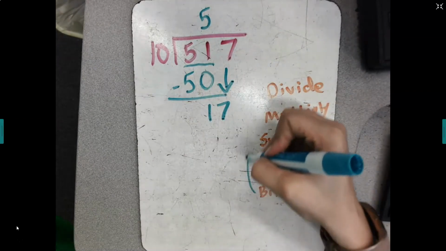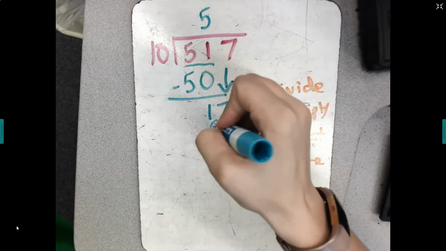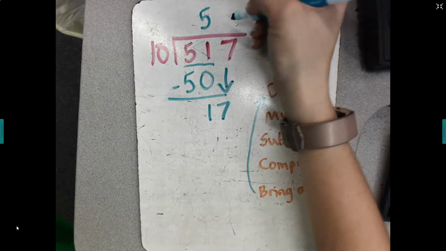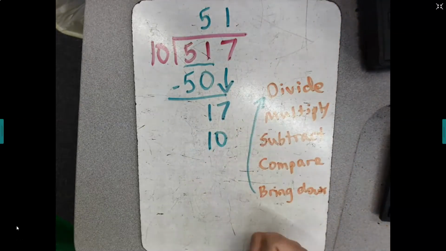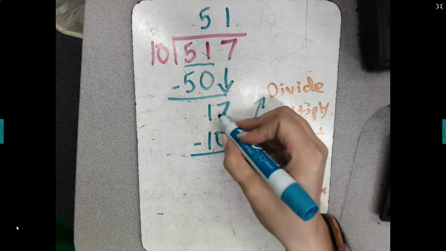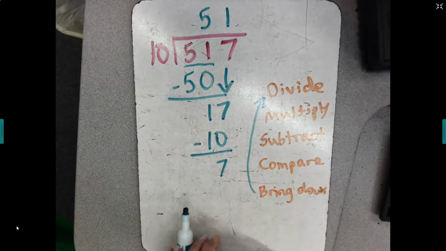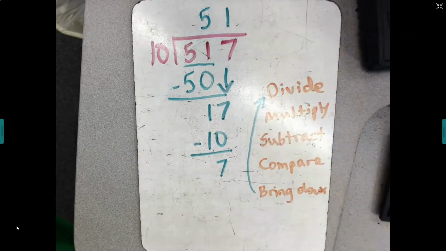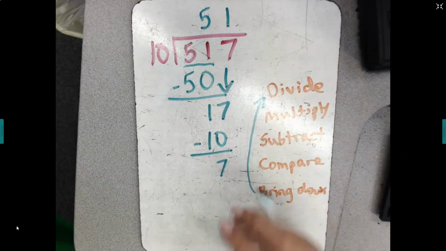I go back up to the top to repeat my steps. I'm going to divide. How many groups of 10 can I make from 17? It's one group. 1 times 10 is 10. Subtract. 17 minus 10 is 7. Compare, 7 is less than 10. And there's nothing left to bring down. Okay, so then my remainder is 7.